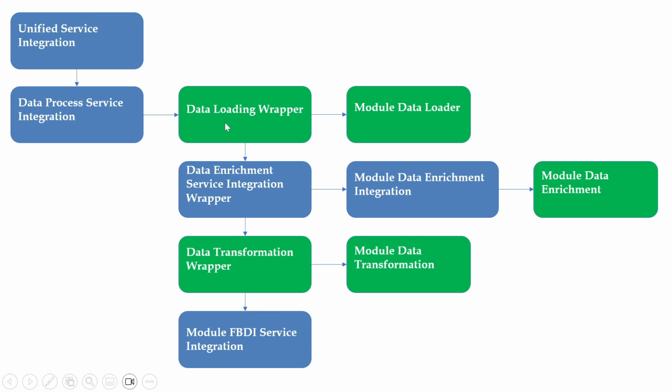So the data loading wrapper receives the job configuration from the data process services integration, and based on that, it invokes the specific data loader for this job. So this is the data loading process. The next step is the data enrichment.